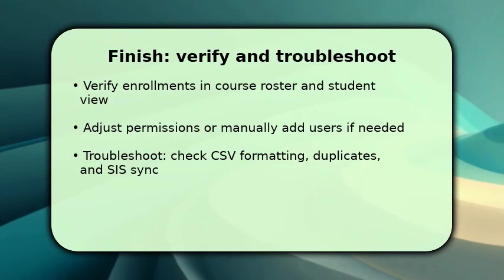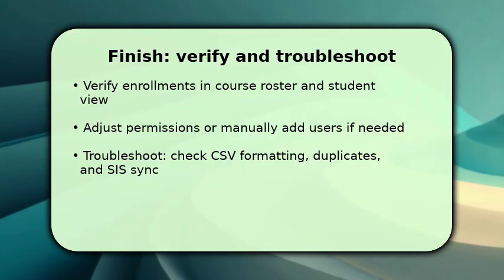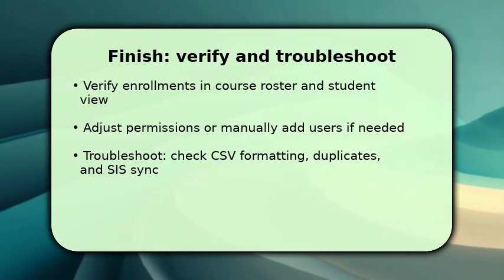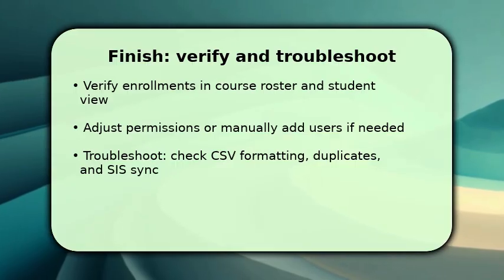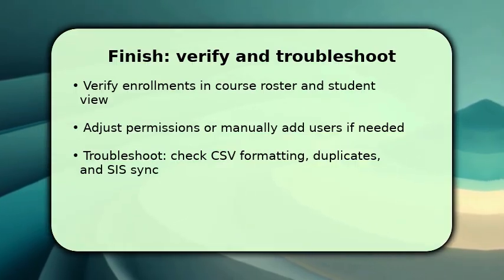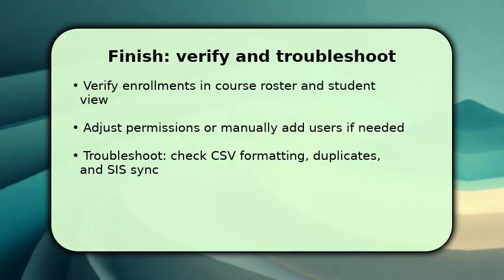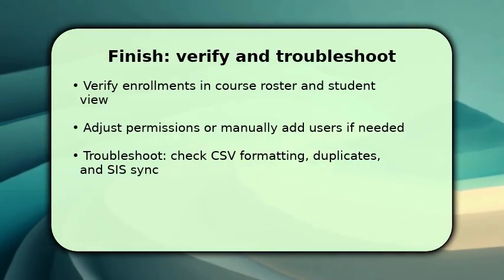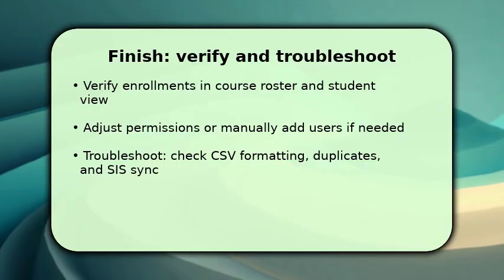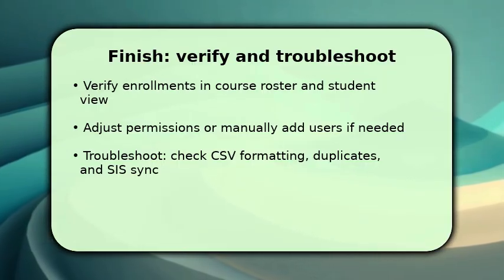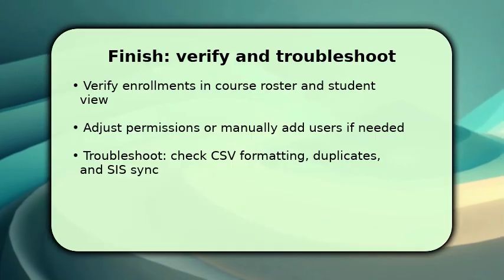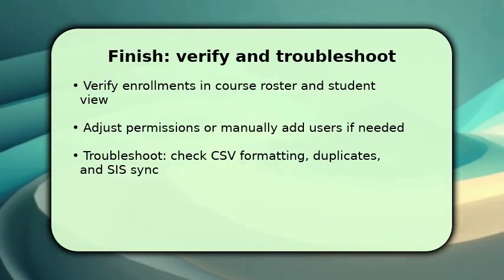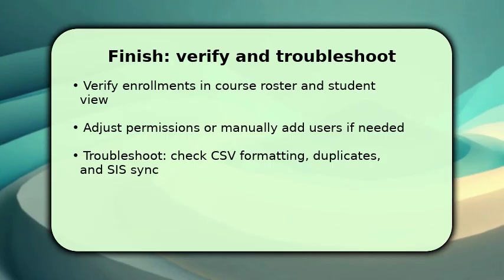Finish by verifying enrollments. Open the course roster and use Student View to confirm access. Once done, reconcile any missing or incorrect users by adjusting permissions or manually adding them. Make sure notifications are sent and sections are correct. If issues arise, check CSV formatting for hidden characters, duplicate accounts, and whether SIS sync has overridden changes.